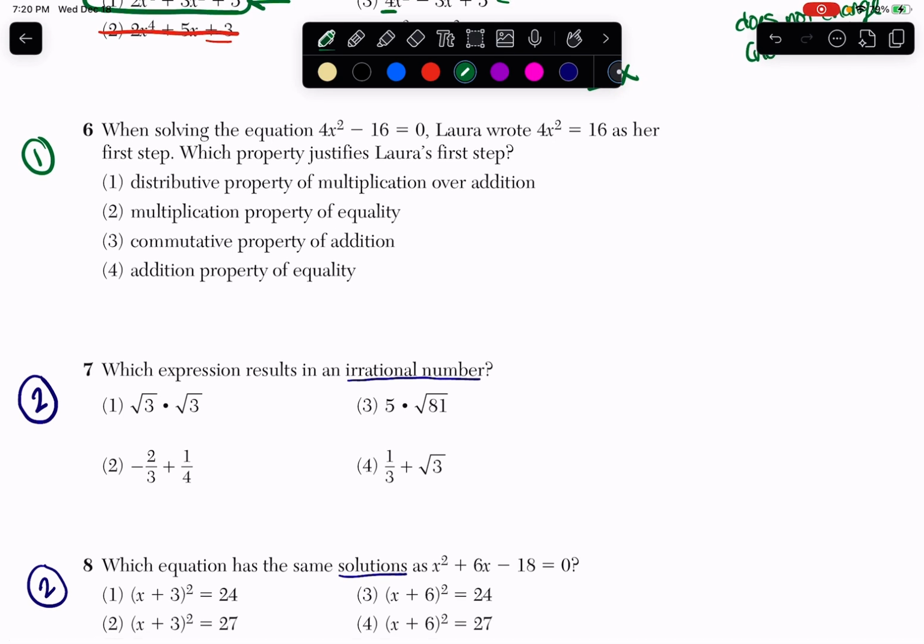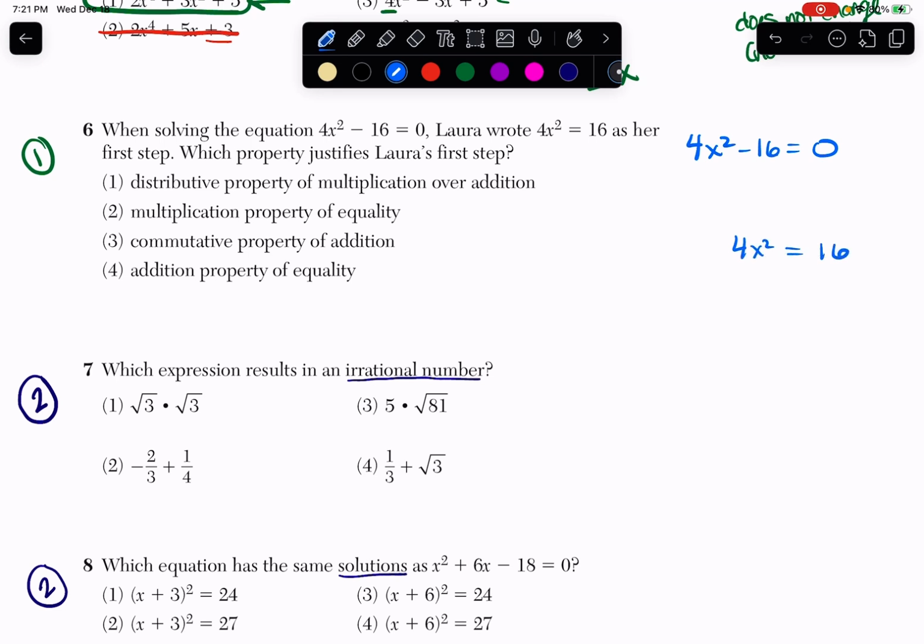Number 6, when solving the equation 4x squared minus 16 equals 0, Laura wrote 4x squared equals 16 as her first step. So first, let's just figure out how she got there. She started here, and she got to here.